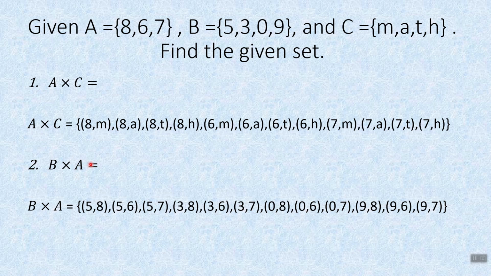Cross product looks a lot like distribution. Right? It's not the same, but it looks the same. It would be related between sets and algebra. 8 goes with 5, 8 goes with 3, 8 goes with 0, 8 goes with 9. 6 goes with 5, 6 goes with 3. Only I put them in the other order.